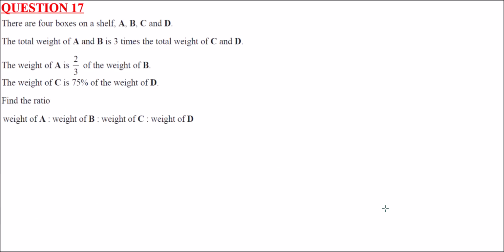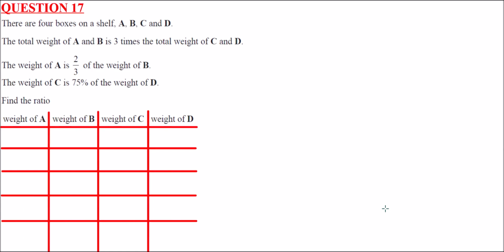Question 17 is a pretty brutal ratio question. I'm going to explain this in one of two different ways. So there's 4 boxes on the shelf, A, B, C and D. The total weight of A and B is 3 times the total weight of C and D. What an absolute mess. I'm not even going to explain it, I'm just going to run straight in and pick it through with you.